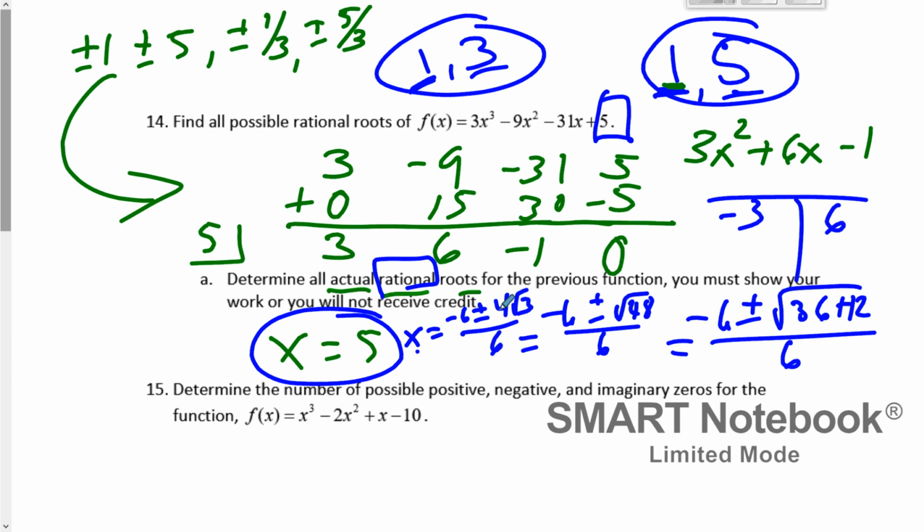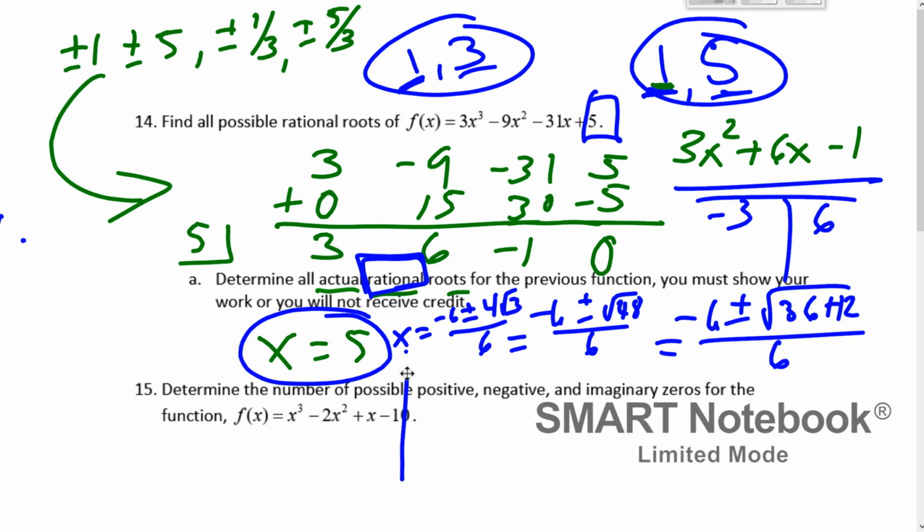These are irrational. That's 2 irrational numbers. So once you're not able to factor it, right, there's no factors of negative 3 that add up to 6, I know it's either irrational or it's imaginary, right? And they didn't ask me for all solutions. They asked me for all rational roots, right? So that's just x equals 5. Okay.